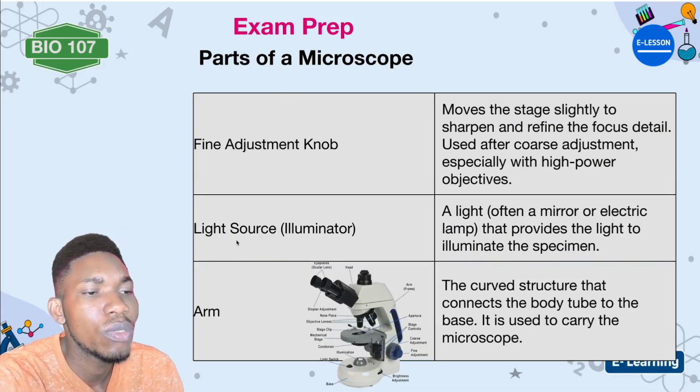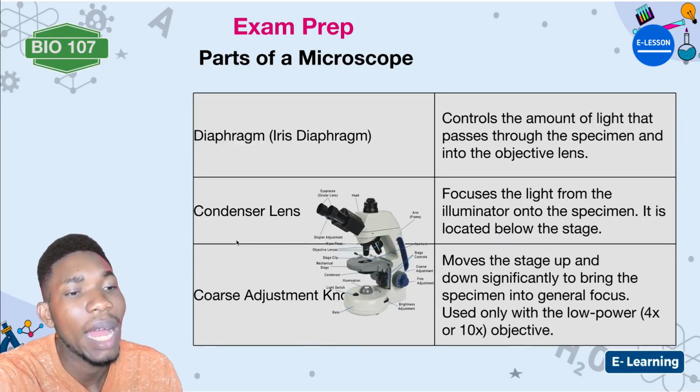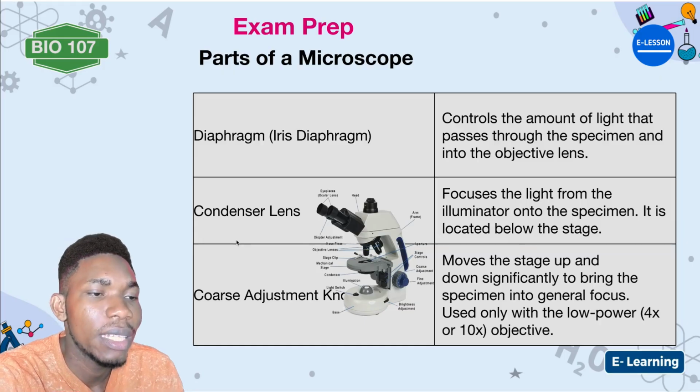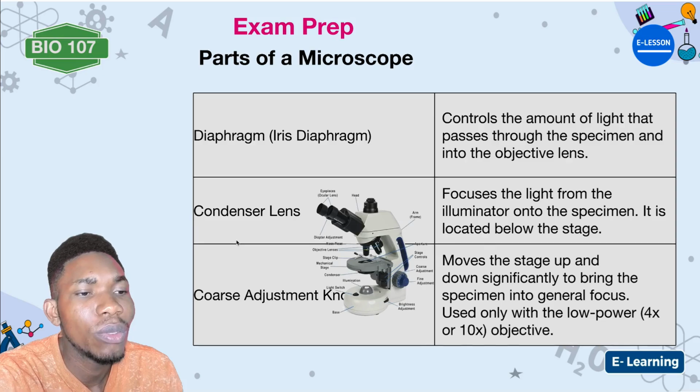But the most important things you should know are the light source, fine adjustment knob, coarse adjustment knob, and the stage, where the specimen is kept. Are you getting it? Where you view is called the what? The eyepiece. Is that okay? Please take note of it.